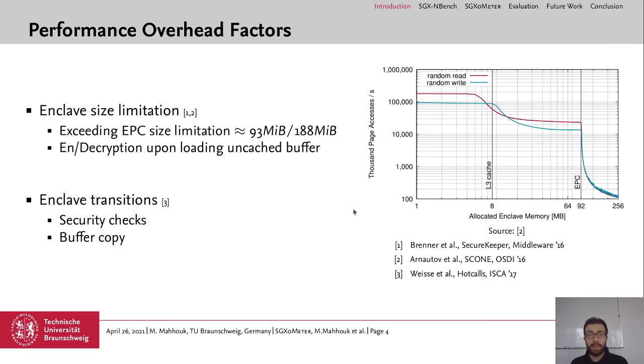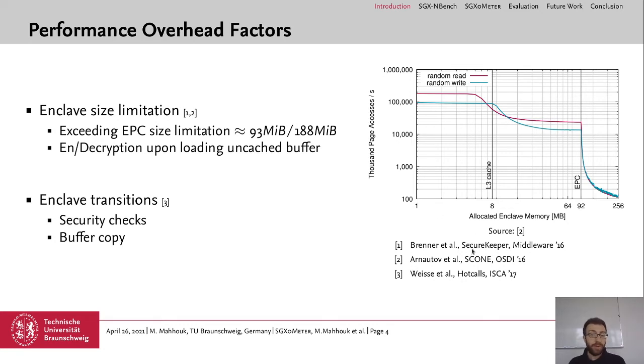Increasing security comes most of the time at the cost of performance, and there's always this trade-off. Therefore, multiple researchers have conducted multiple experiments in order to determine the factors behind the performance overhead. The first factor is the enclave size limitation. Intel SGX CPUs currently come by design with a limited EPC size. Initially it was 128 megabytes, and recently it has been extended to 256 megabytes, from which only 93 or 188 megabytes are usable for the enclaves.